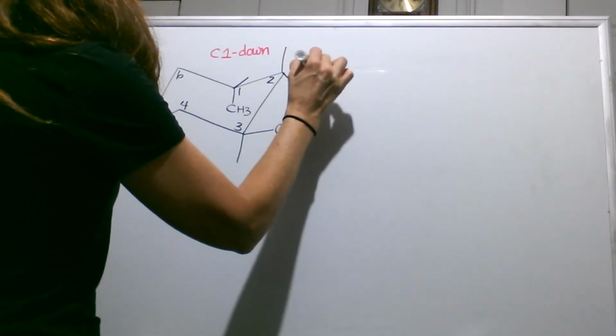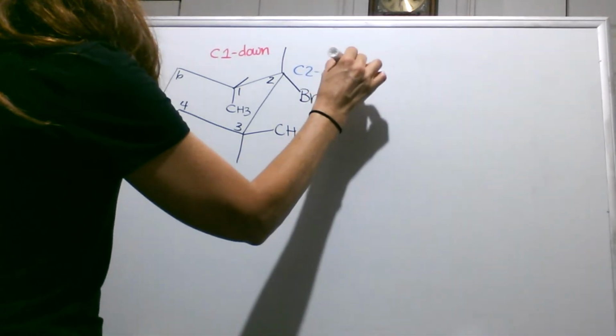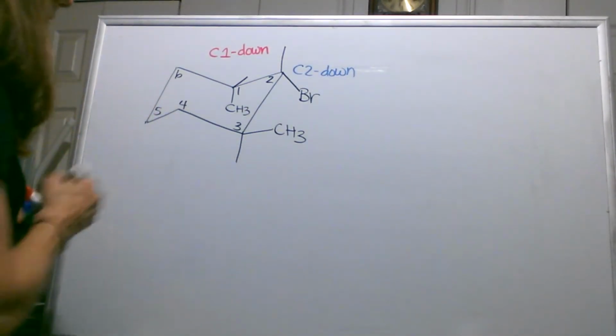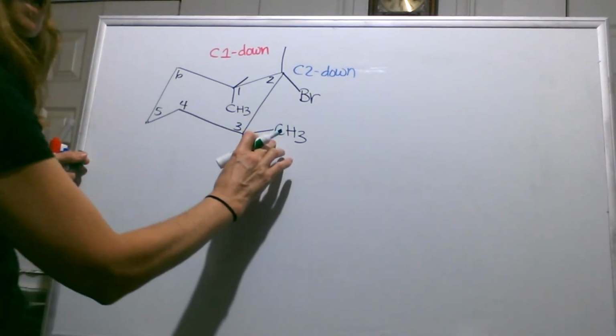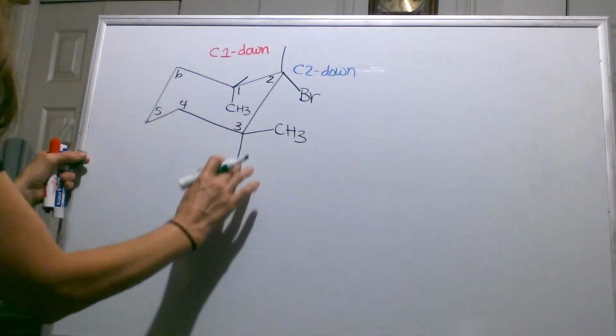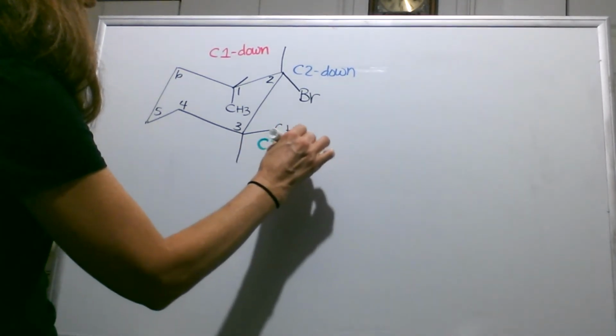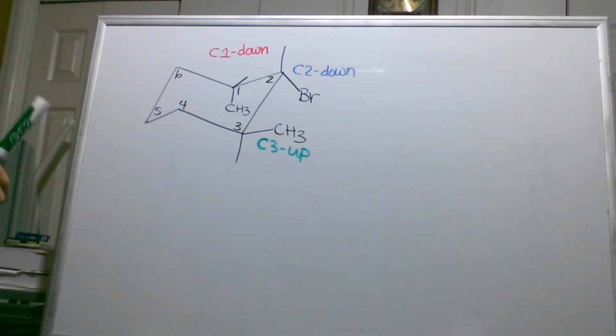Carbon 2, the substituent is also pointing down. And then for carbon 3, which we didn't have before, this substituent is pointing up, this equatorial position, because it's the axial position that's pointing down. So C3 is pointing up.